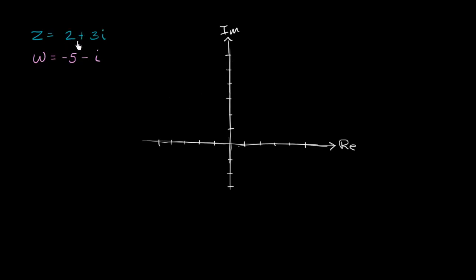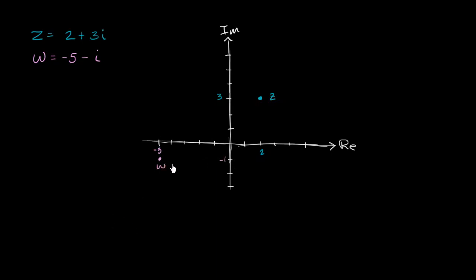So the real part of z is 2. And then we have 3 times i, so the imaginary part is 3. So we would go right over here. This is 2, and this is 3. 2 plus 3i, so that right over there is z. Now let's plot w. w is negative 5, 1, 2, 3, 4, 5, minus i. So this is negative 1 right over here. So that is w.